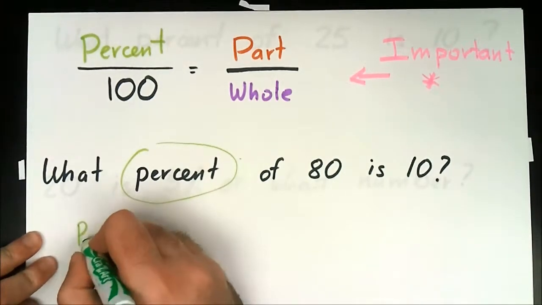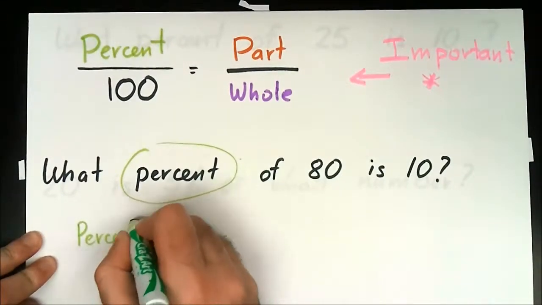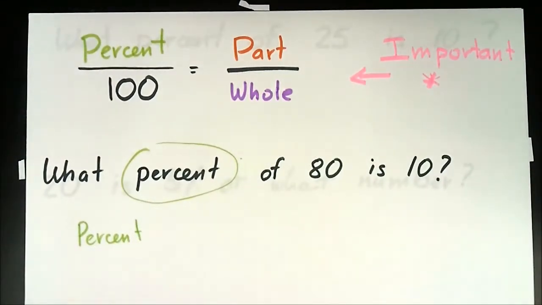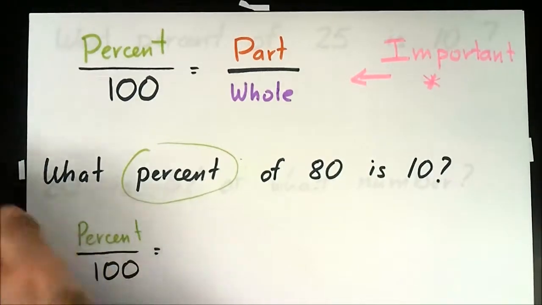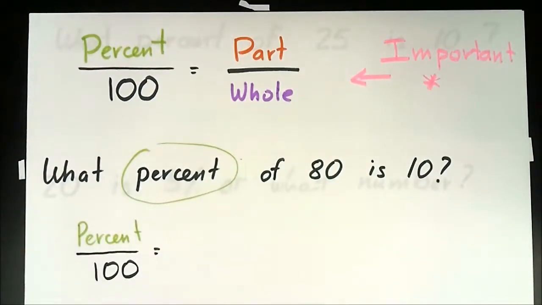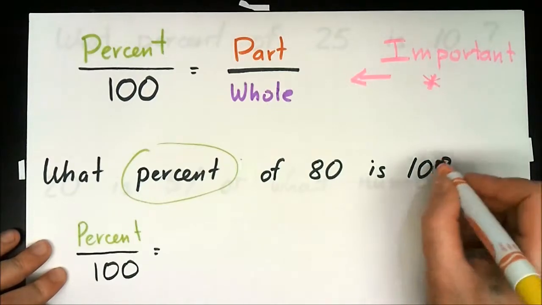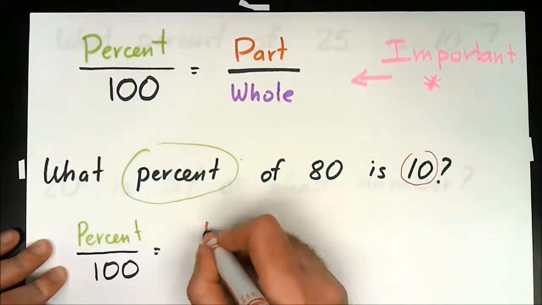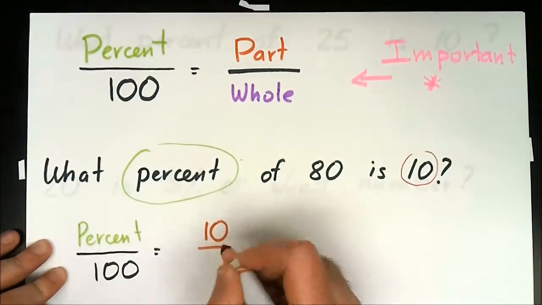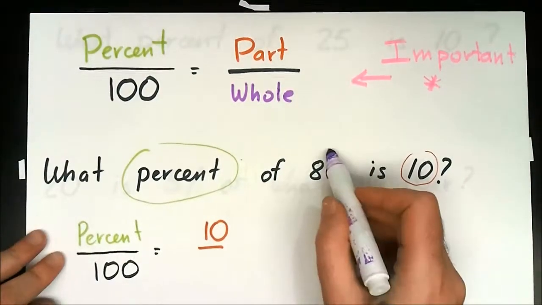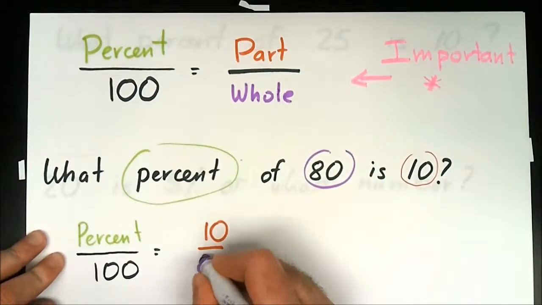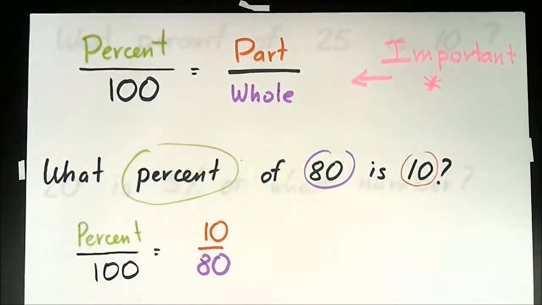So percent, which from this point on I'm going to abbreviate as P because I'm lazy, over 100 equals the part. What's our part? The 10 over the whole, the only thing that's left, the 80. Now, what would I do next?